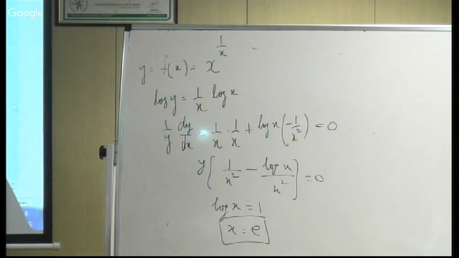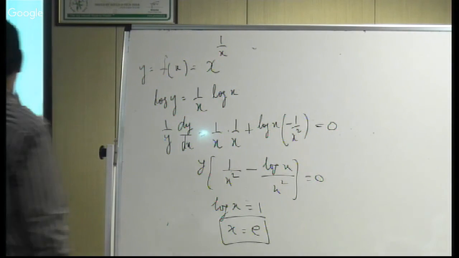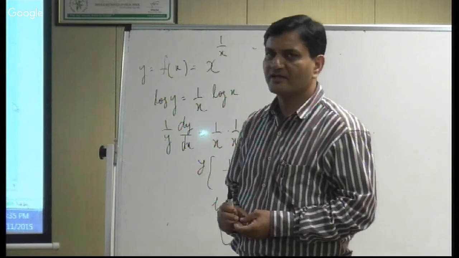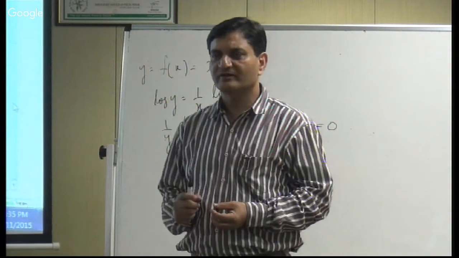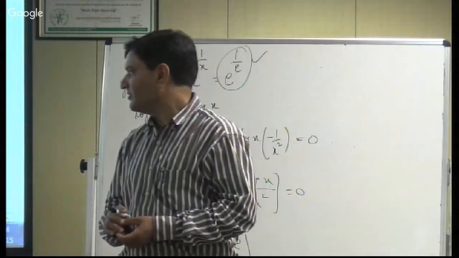So you can apply the second derivative test. You see the sign and then you will find it is a point of local maxima. The second derivative will come out to be negative. And what will be the maximum value? This value of e you will substitute in this function. So e raised to the power 1 by e. So this is a point of maximum. Try the third one, the global maximum value of this.